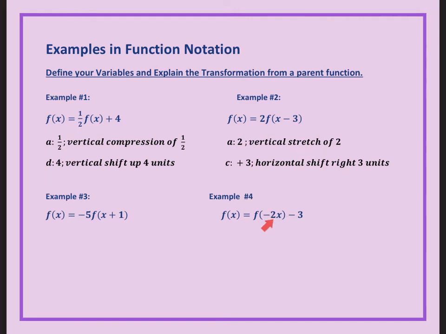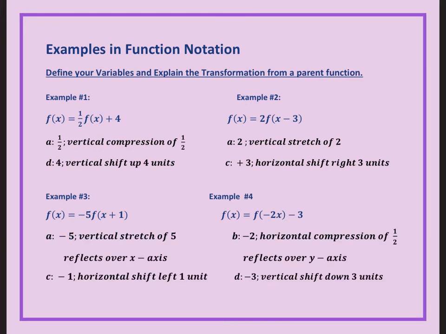So your B is 2, which is going to be a horizontal compression of, well, what's the reciprocal of 2? It's a 1/2. Okay, and I'll have that typed on here. And this minus 3 is at the end. This is not in parentheses, so this is going to be down 3. So please go ahead and write those down. Again, the biggest thing is this horizontal compression. You always have to take the reciprocal of it to describe how much of a compression or stretch it is.